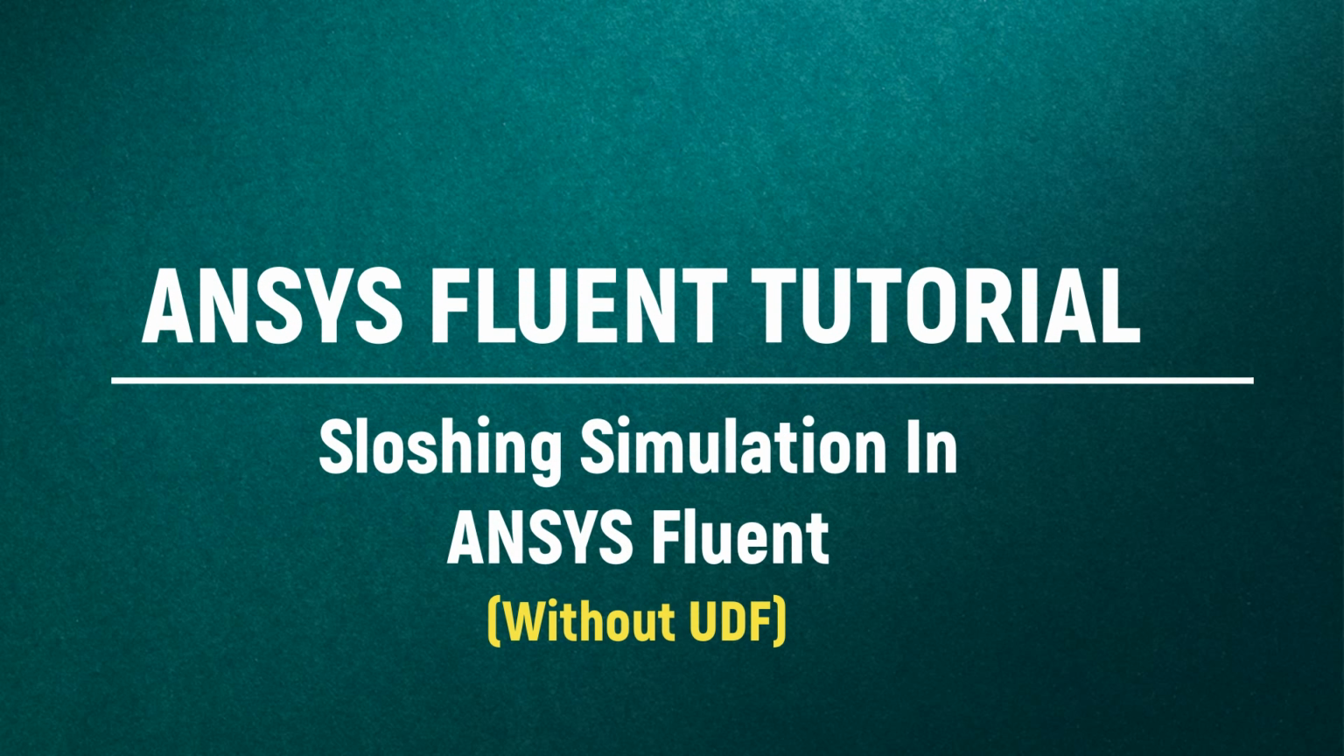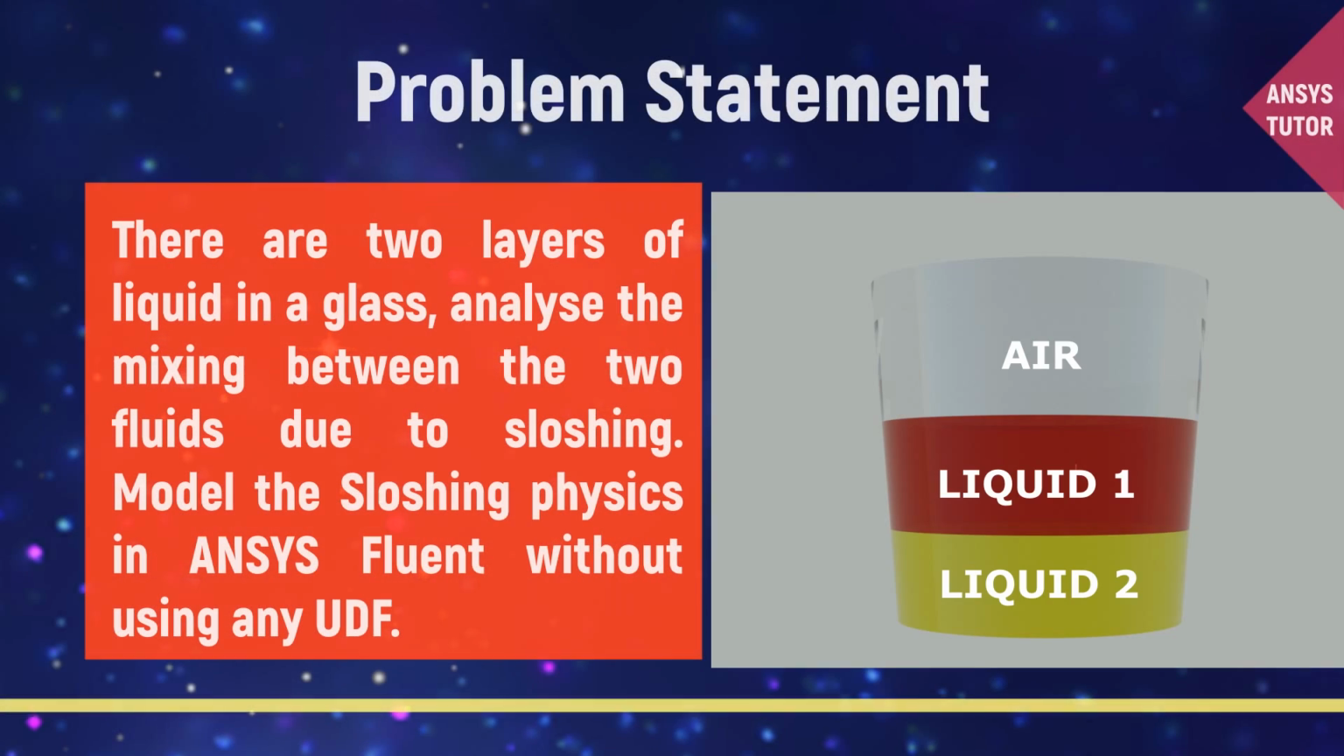In this tutorial, we would see how you could simulate a sloshing problem in ANSYS Fluent without using any UDF. For this simulation, we had taken two different liquids in a glass, one is denser than the other. The rest part of the glass on the top is filled with air. We would observe the mixing between these two layers due to sloshing. Without using any UDF, we would apply the sloshing effect on the fluid.